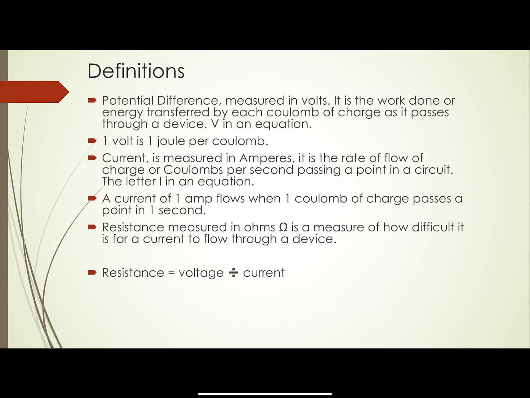Potential difference is measured in volts. It's the work done or energy transferred by each coulomb of charge as it passes through a device. It's written as V in an equation. 1 volt is 1 joule per coulomb.